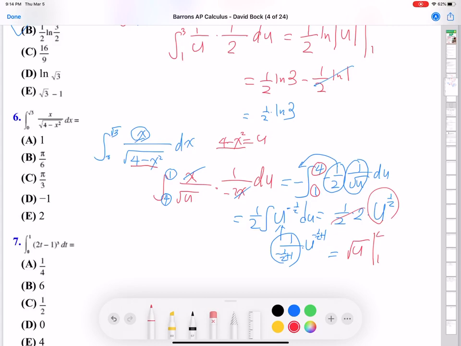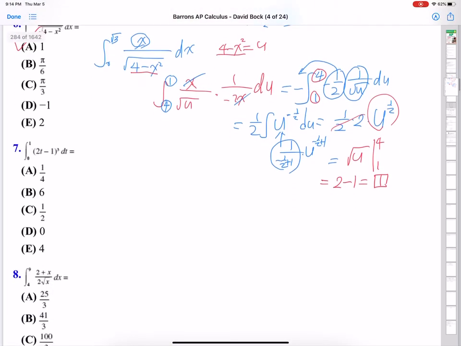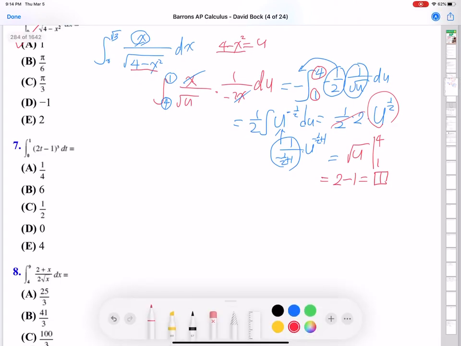So 1 to 4. Plug in 4 first. 2 root 4, which is 2, minus 2 root 1, which is 1. 2 minus 1 is 1. So A is the answer. Number 7. Number 7, another u substitution.